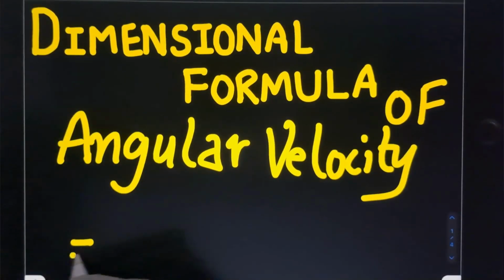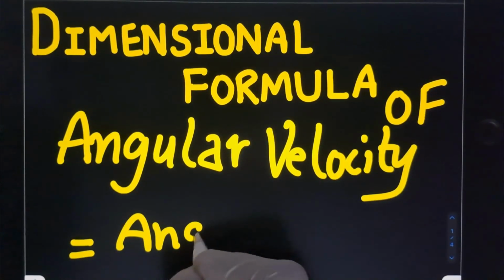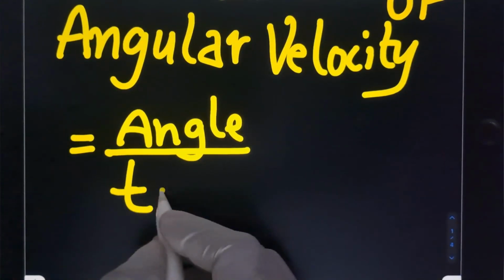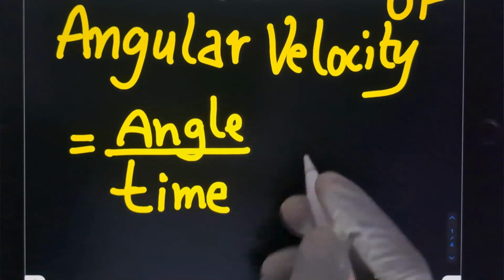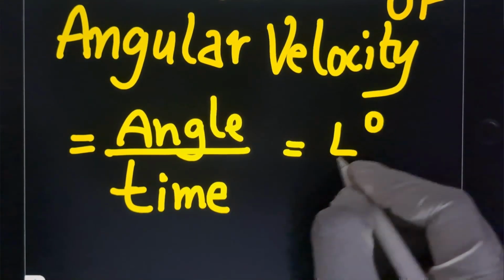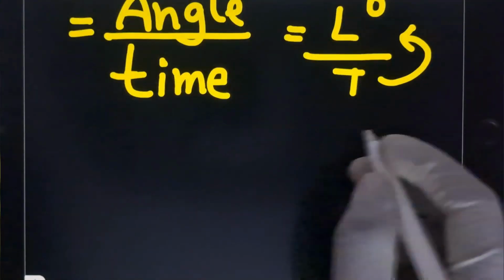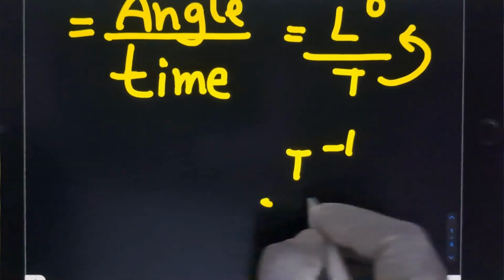To find the dimensional formula of angular velocity. Angular velocity is equal to angle by time. Angle has no dimensions. It is m power 0, L power 0 and t power 0, and time is t. So the time is reciprocated and it is time inverse.